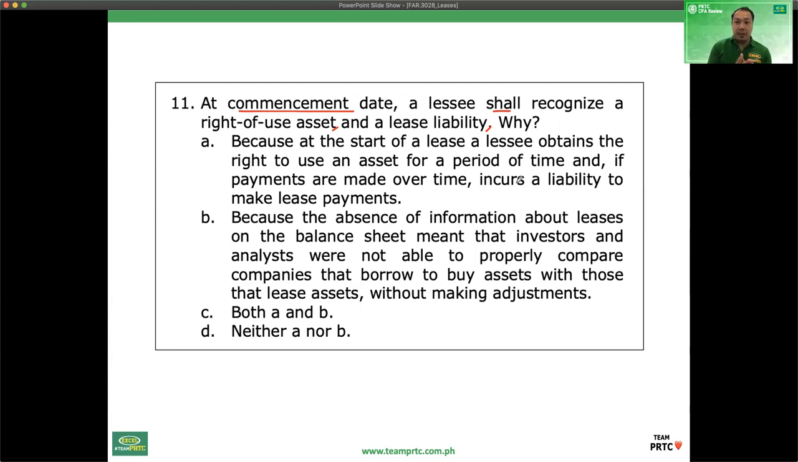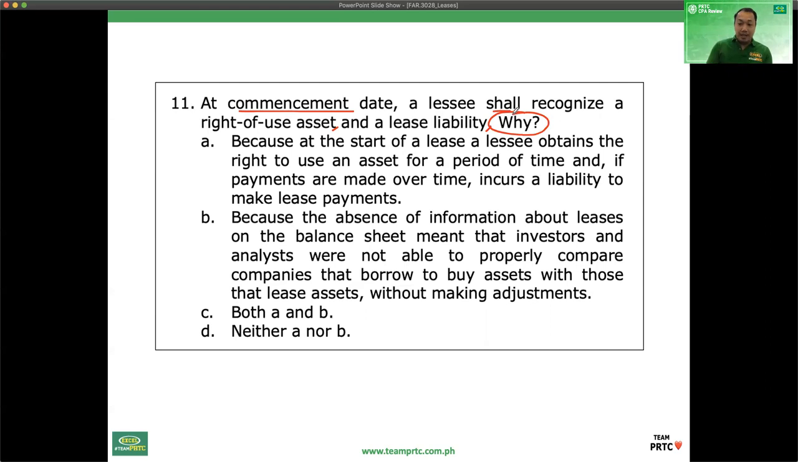Before kasi may tinatawag na operating lease, finance lease. So doon lang sa finance lease nagre-recognize. Under the new standard, isang model na lang. In effect, finance lease na lahat, with certain exceptions. So generally, finance lease. And ano requirement? Magre-recognize ng asset and liability. The question is, why? Bakit ni-require na si lessee ay mag-recognize ng right of use asset and liability?